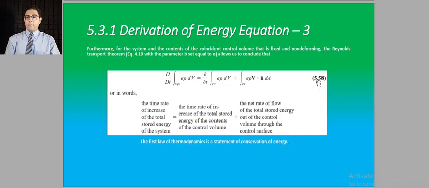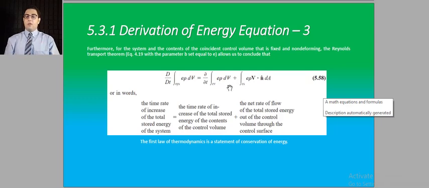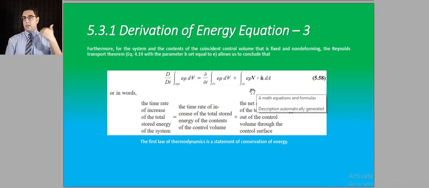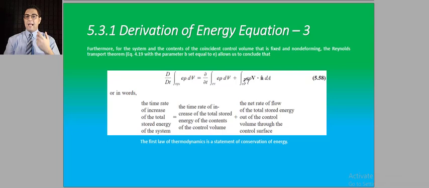Here is the definition of the energy equation in the Reynolds transport theorem based on the control volume as well as the control surface. They are just similar to the linear momentum equation, by just substituting the small e, energy per unit of mass, for the term which was the small b. Here we have the small b as small e.